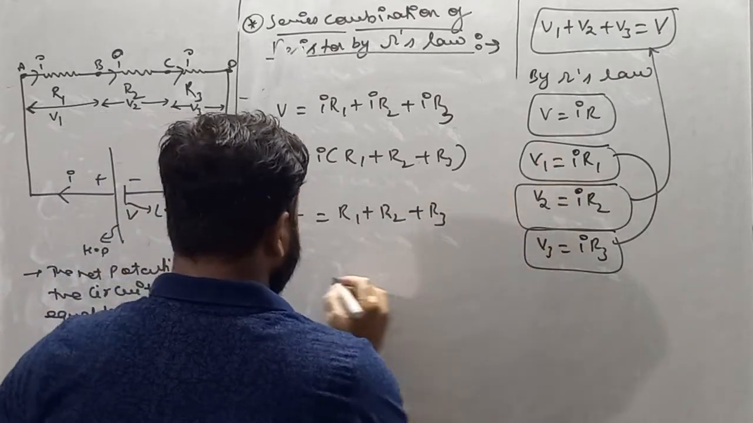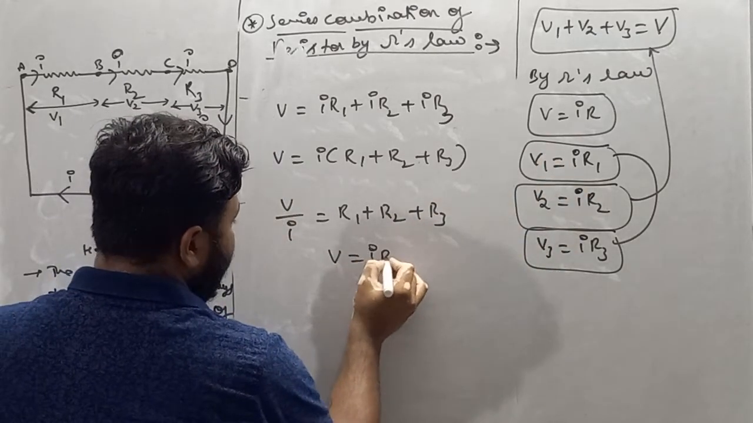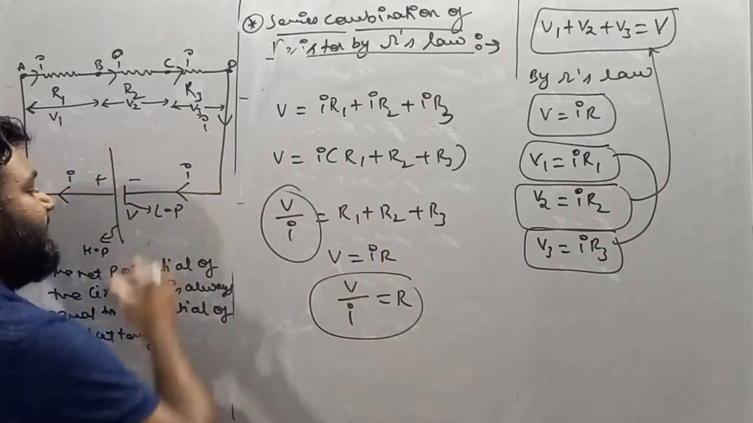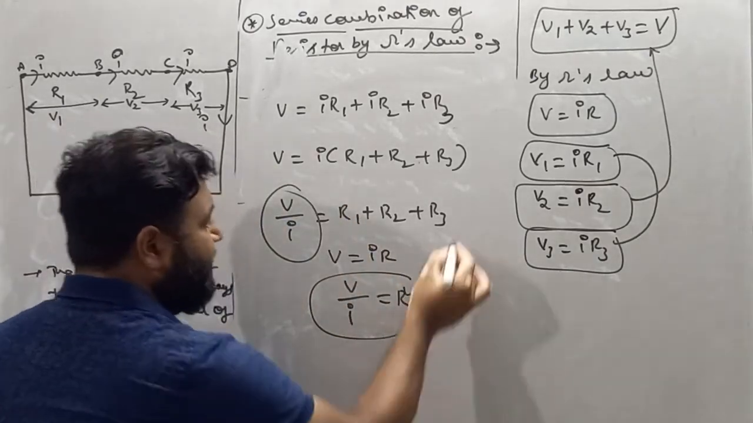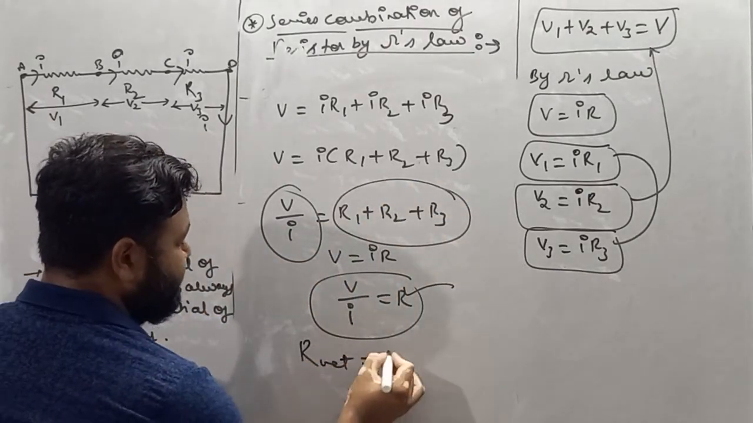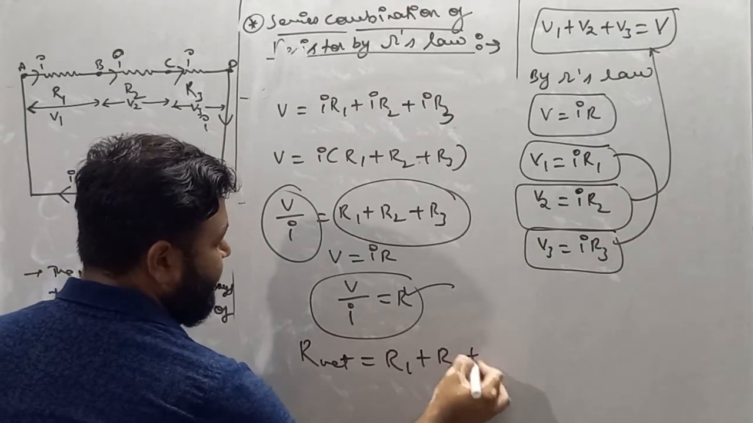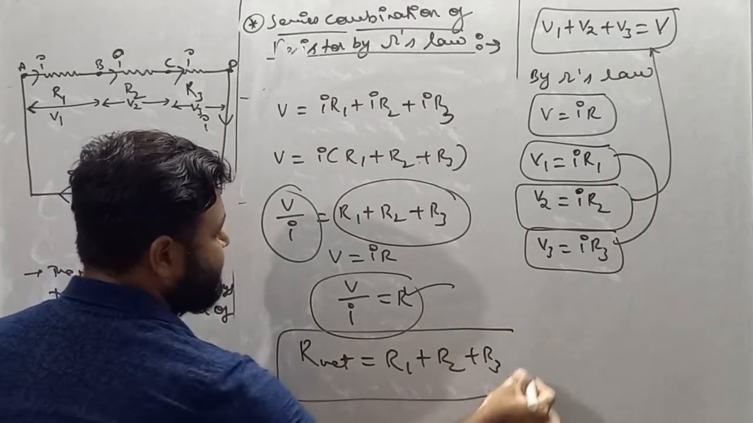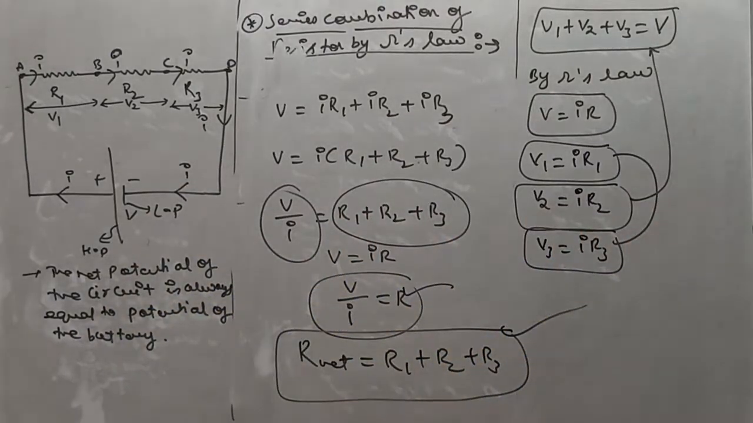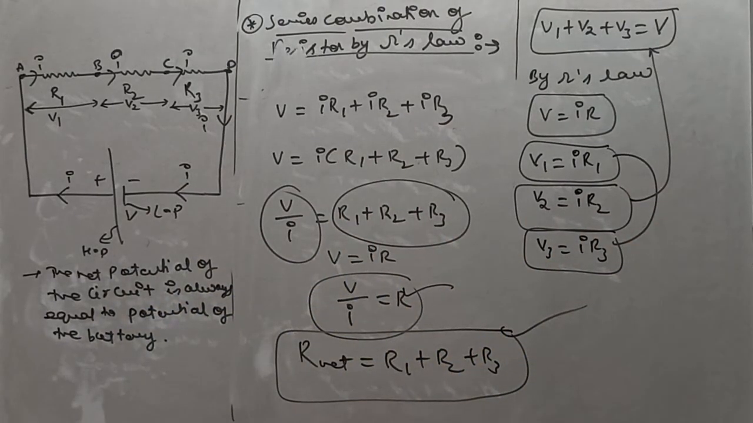Now we know that by Ohm's law, V is equal to IR, so V by I is equal to R. Now see my dear student, instead of V by I, we'll write R, but this is basically net resistance. So we'll write R net in series is R1 plus R2 plus R3. So this is the value of net resistance when the resistors are connected in series combination. R net is equal to R1 plus R2 plus R3.